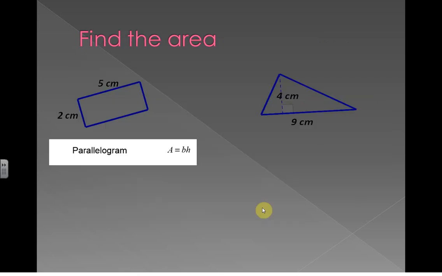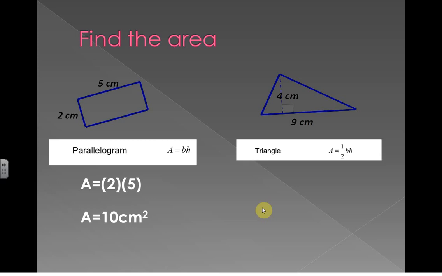So find the area, right? Base times height. We got this. 2 times 5, 10 centimeters squared. Area is always in squared units. For a triangle, it's 1/2 base times height.